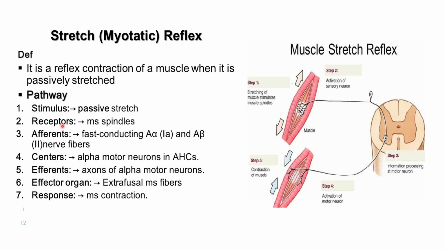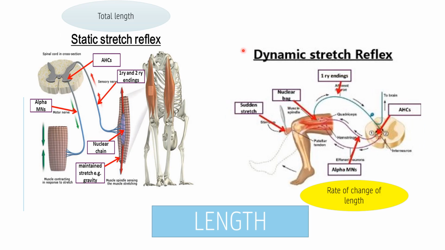So to summarize, the stretch or myotactic reflex is a reflex contraction of a muscle when it is passively stretched. And what are the components of the reflex arc? The stimulus is the passive stretch, the receptor is the muscle spindle or the intrafusal fibers, the afferent is the 1A or 2 type of fibers, the center is the central nervous system, the spinal cord, and the efferent fibers are the alpha motor neurons. The effector organ is the extrafusal fibers, and the response is muscle contraction.